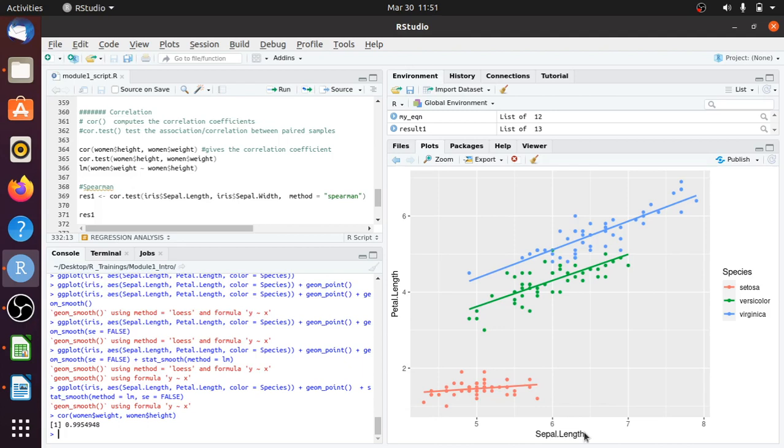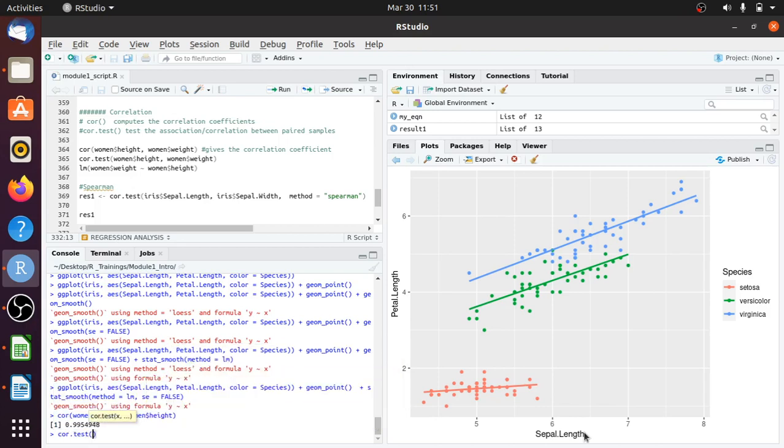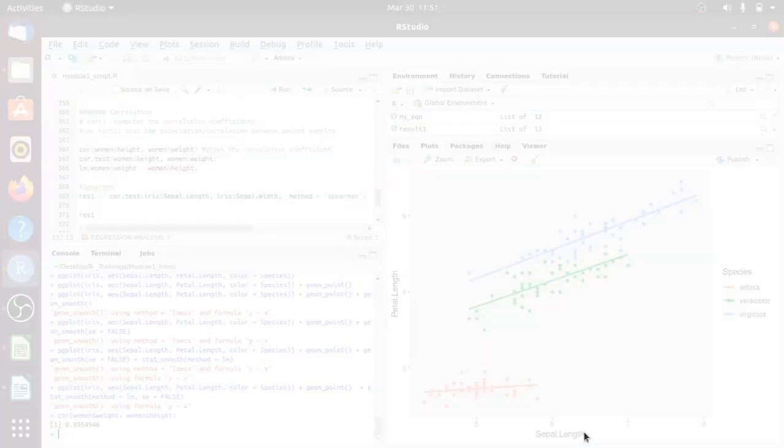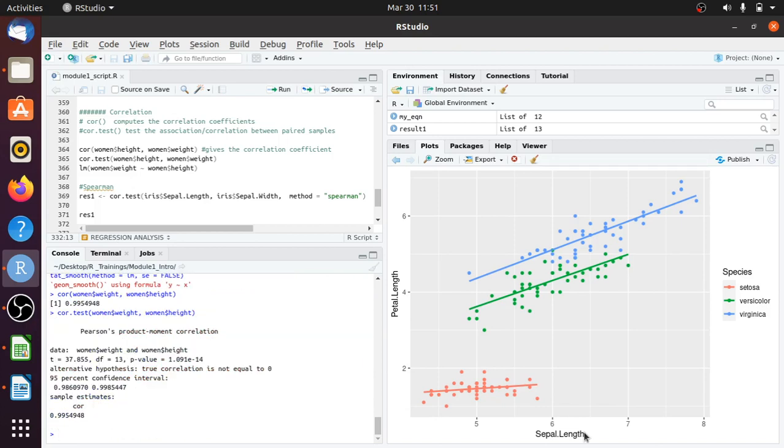Now let's see some of the parameters that you get as outputs. Rather than typing, let me just say cor.test. Okay, you can see it's giving me various data here. Now you can see it's the pearson.